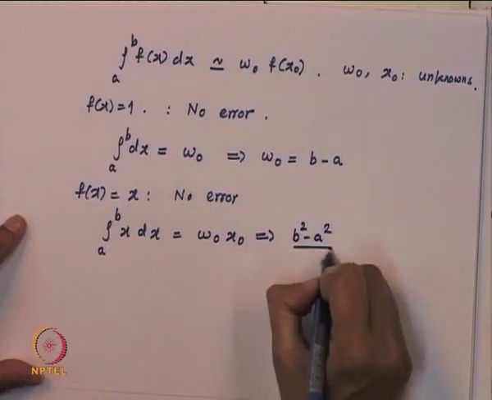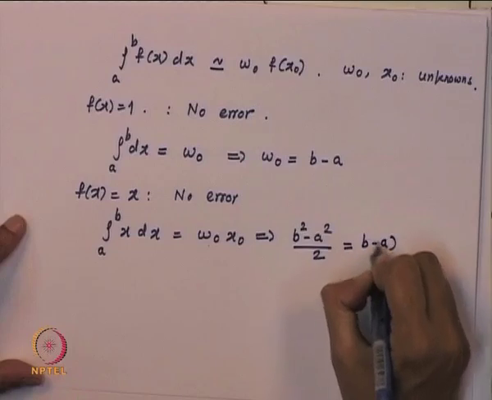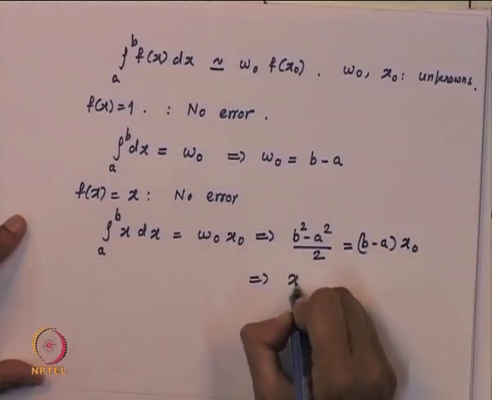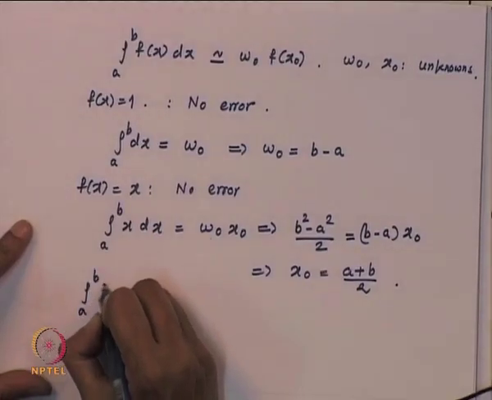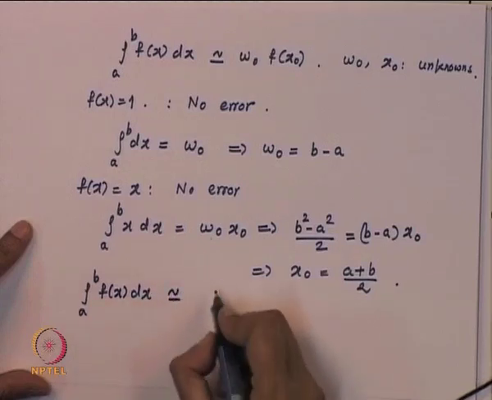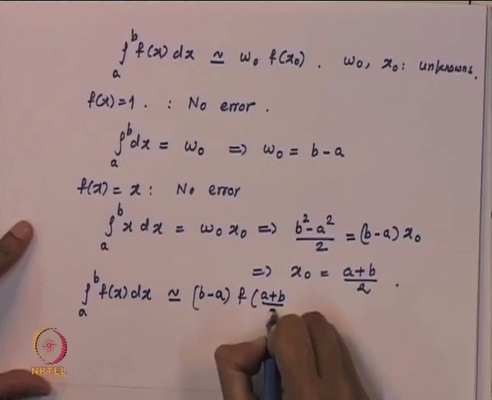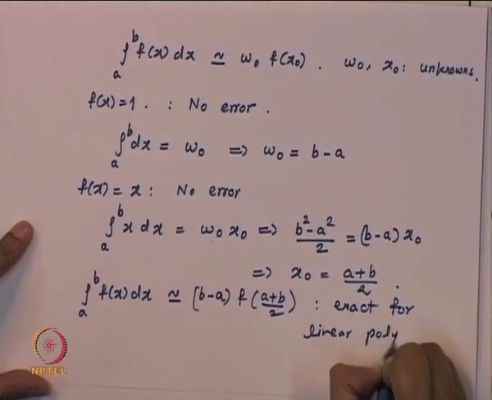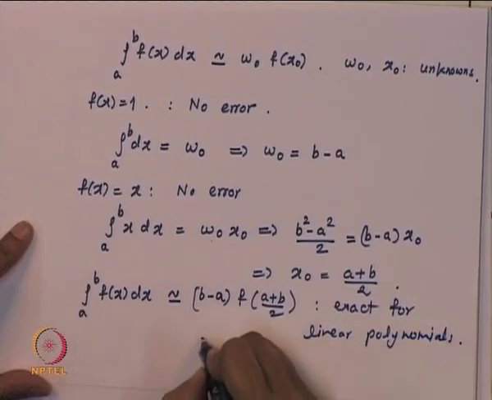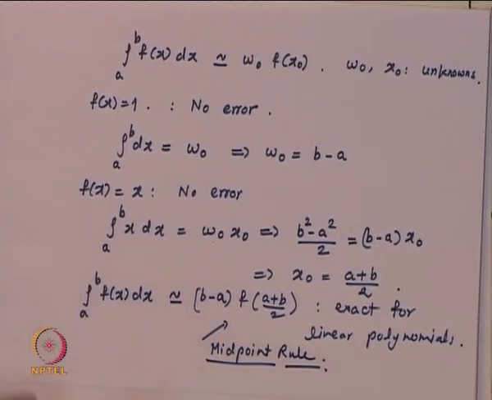(b square minus a square) by 2, which is the integral from a to b of x dx, should be equal to w0, which is b minus a, multiplied by x0. So this means x0 should be equal to the midpoint (a plus b) by 2. Thus the integral from a to b of f(x) dx, if you approximate it by (b minus a) into f((a plus b) by 2), this is going to be exact for linear polynomials. And this is nothing but the midpoint rule. So thus we have solved the problem for case n is equal to 0.